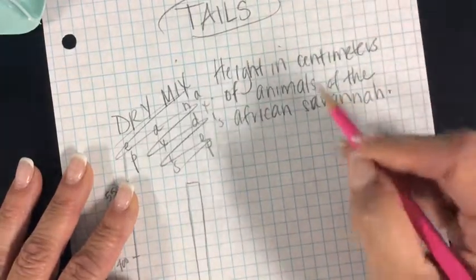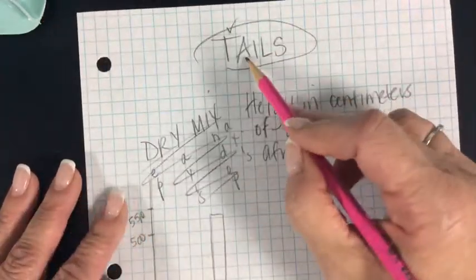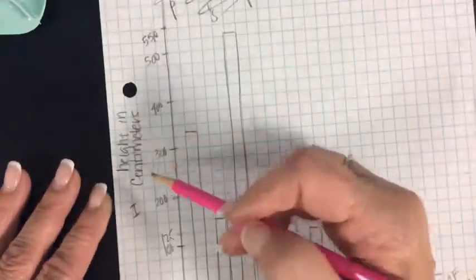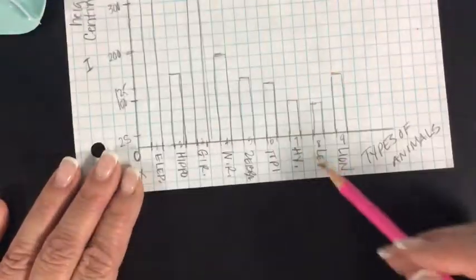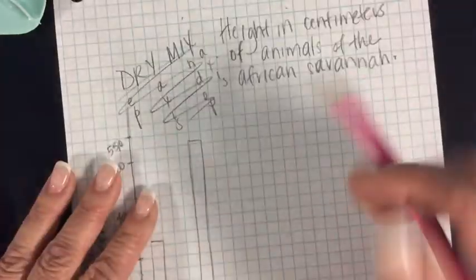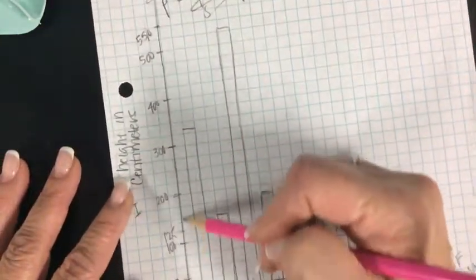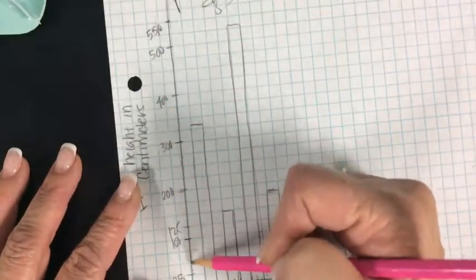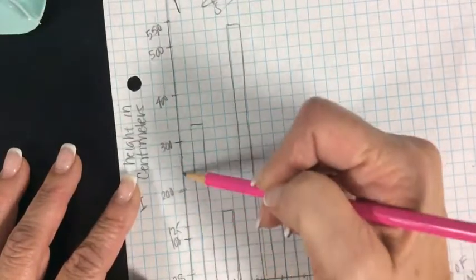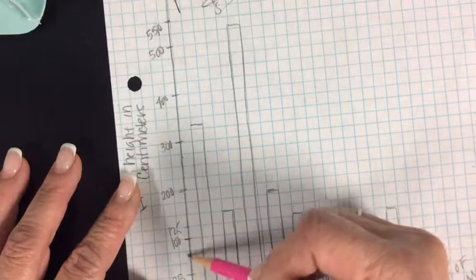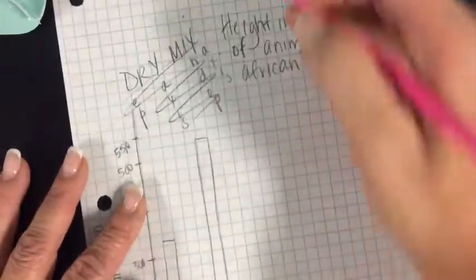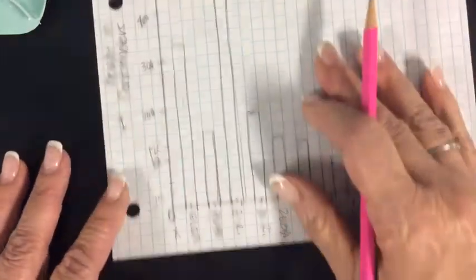Okay, there's my title, so I can check that off. A is axis. Did I label my axes? Yep, height in centimeters, types of animals. So I did that. Interval. Are my intervals evenly spread out? Or did I do 10, 20, 30, 40, and then 100, 200? Nope, I did it by 25s all the way up. So I know that I did okay with my interval.